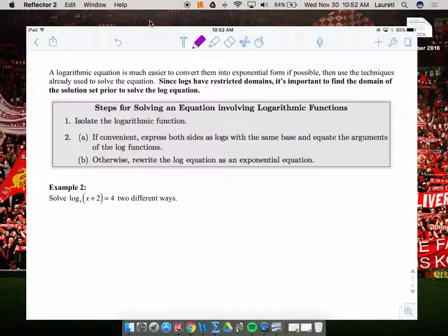All right, so we did exponential equations yesterday. Now we're going to do log equations. So you're going to need to try and remember those properties that we did last section, because that's going to help you kind of condense some things down.